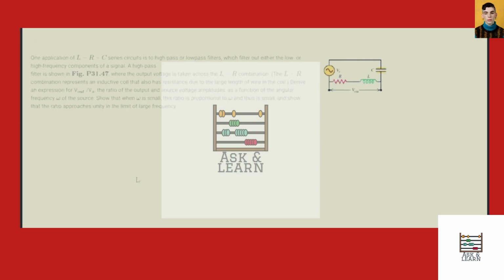So for this problem, we have a series LRC circuit. We want to find the ratio of V out over Vs, and also we want to reach the conclusion that when omega is large, this is a high pass. It is not a low pass. To do that, we need to figure out this V out first.